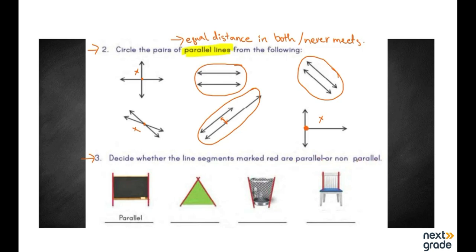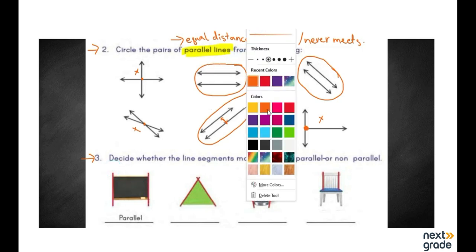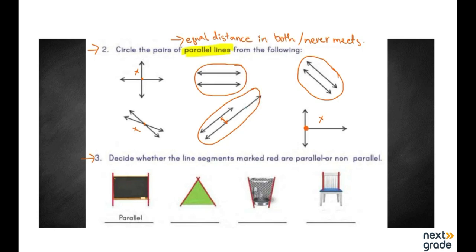Next we have the question that says decide whether the line segments marked red are parallel or non-parallel. Now you have to look at this carefully. This is a blackboard, and they have drawn a line on this side and one on this side. Let me change the color of my pen so that you can see the lines clearly. You can see this one, and this one is the second one. So these are the two lines that are at equal distance from each other, so they have said that these two lines are parallel lines.